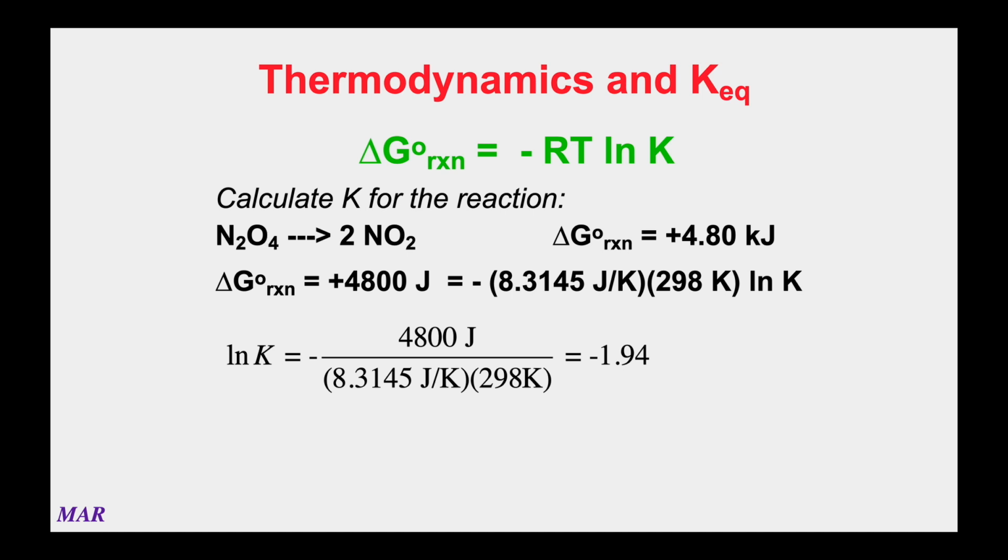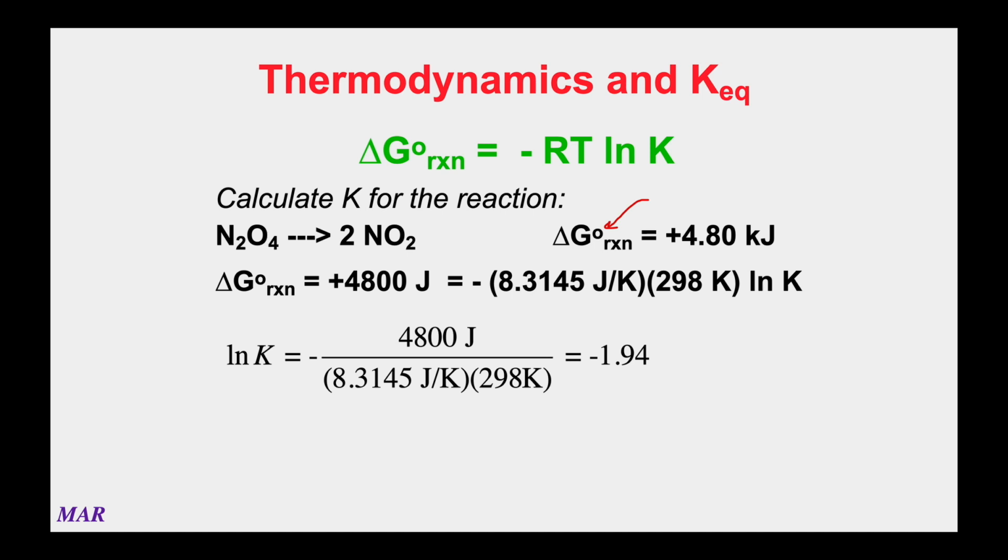But anyway, what I did, I took 4.80 kilojoules, turned it into 4,800 joules, multiplied by 1,000. That equals negative R, which has joules, times temperature, 298 Kelvin. We're assuming it's standard conditions, because that's what that little 0 thing right there means, natural log of K. So natural log of K equals, as it turns out, negative 1.94.